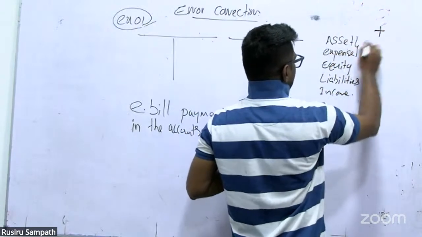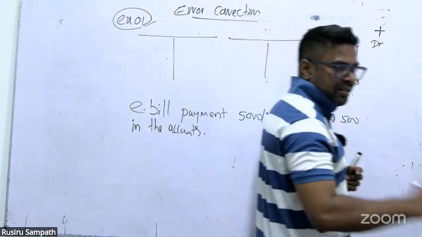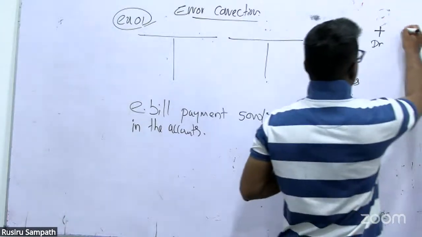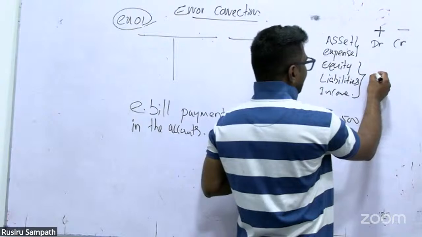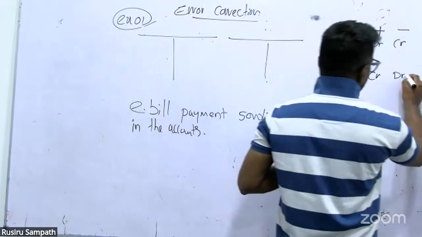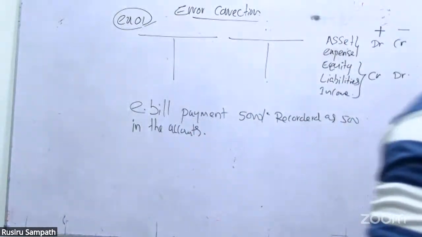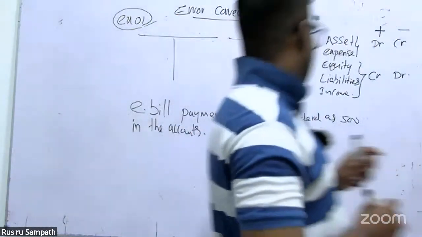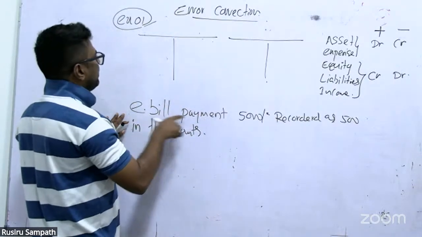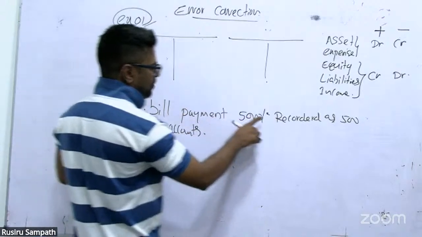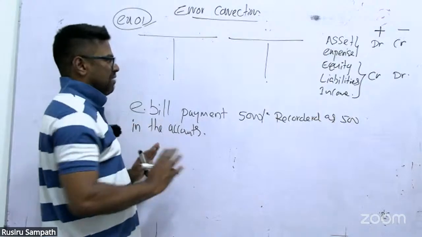Assets and expenses increase debit, but decrease credit. Equities, liabilities, income increase credit, decrease debit. That is get the mind. Then you know e-bill payments. See, go to the example. E-bill payments 5,000 rupees recorded as 500 in the accounts.